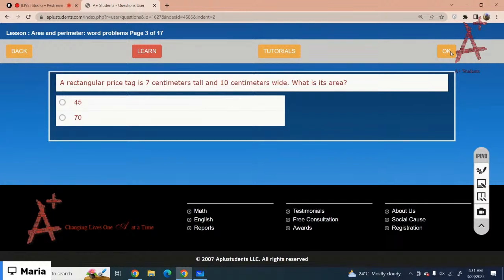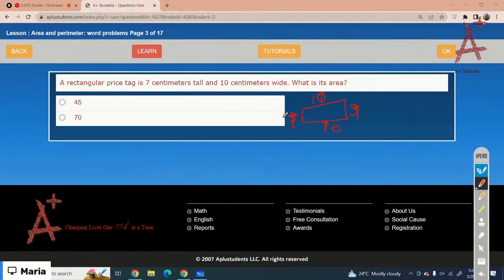Okay, the next one: a rectangular price tag is 7 centimeters tall and 10 centimeters wide. What is its area? Again, that's a rectangular shape. A rectangle has opposite two sides equal in length. If this is 7, this is 7. Which is the correct option? You need to do 7 and 10, sorry. This is 10 and 7.